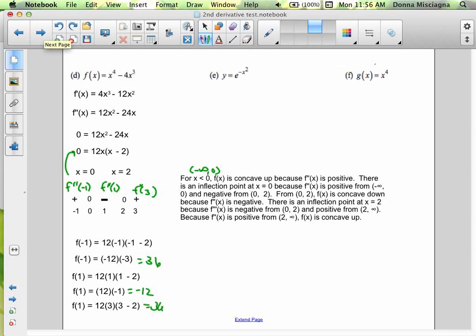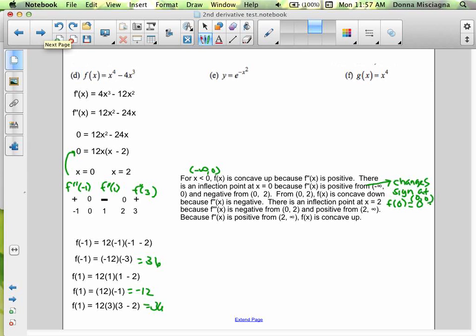There's an inflection point at x equals 0 because f double prime of x is positive from negative infinity to 0 and negative from 0 to 2. So in other words, it changes sign. And let's actually write the full point, not just the x value. To find the actual point, we have to plug it back into the original function. So this would be f of 0, and that would just be 0. So it changes sign at 0, 0.